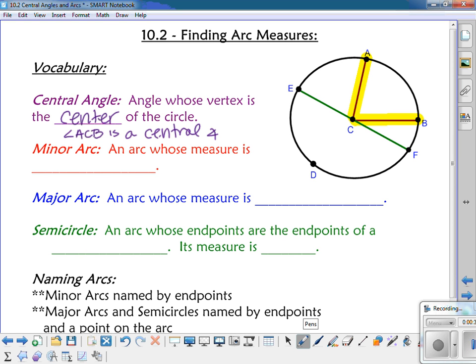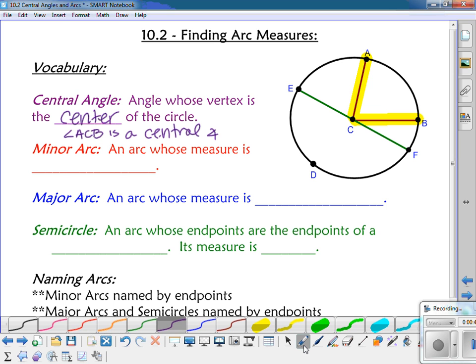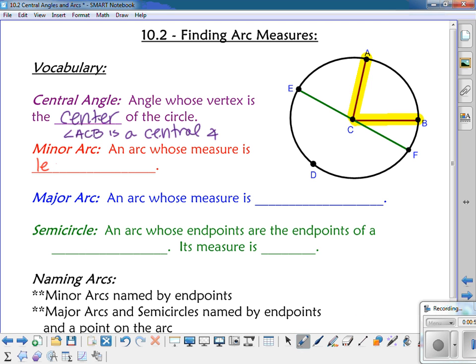And of course, ECA, BCF, those are other central angles. Any angle whose vertex is in the center. All right, a minor arc is an arc that is less than 180 degrees.